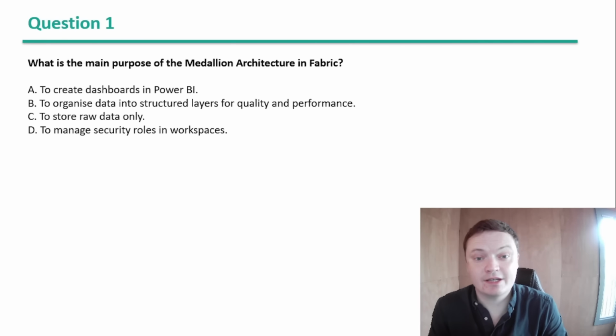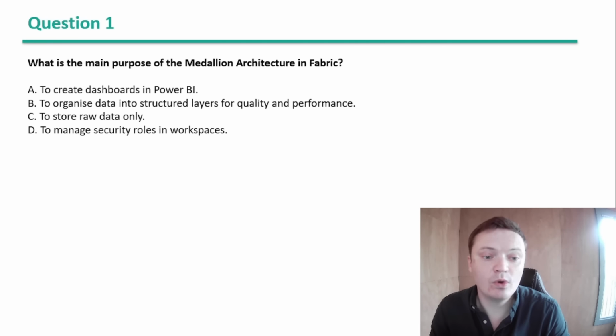So, on to the questions. Question 1. What is the main purpose of Medallion architecture in Fabric? A. To create dashboards in Power BI. B. To organize data in structured layers for quality and performance. Or C. To store raw data only. Or D. To manage security roles in workspaces.